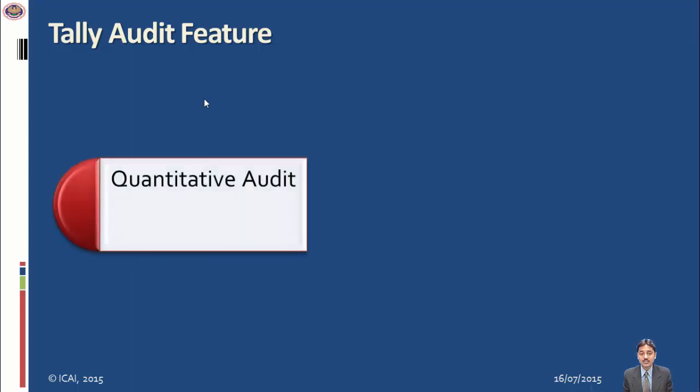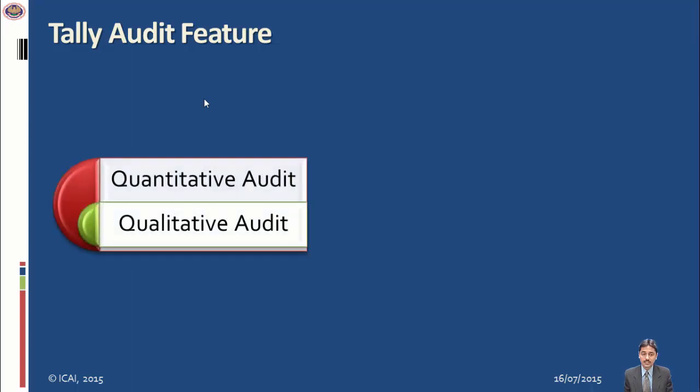As far as Tally is concerned, there are two types of audits in Tally. One is quantitative audit and other is qualitative audit. What is quantitative audit and what is qualitative audit? What I mean to say, quantitative aspect of audit deals with figures only.